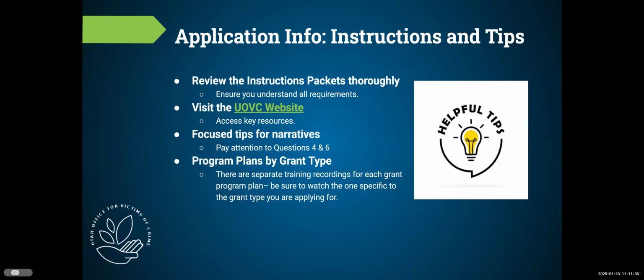Now let's talk about how to tackle this section effectively. First, make sure you review the grant-specific instructions packet thoroughly. We've broken down each question in detail, and following these guidelines will save you time and effort. Let me highlight a couple of focus tips. Question 4. This is where you'll provide an overview of how your budget supports your program plan. You don't need to break it down into line items here. Just explain how your budget aligns with your goals.